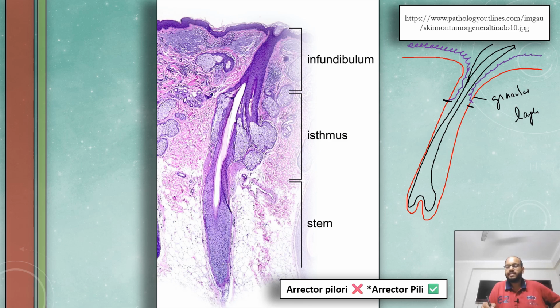This granular layer presence is the part of infundibulum. Below the infundibulum, you have the isthmus where the granular layer is absent. And below that, you have the stem, that is from the attachment of the erector pylori muscle to the suprabulbar region. So these are the histological parts of a hair follicle.